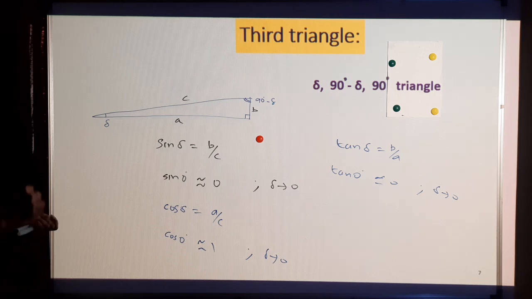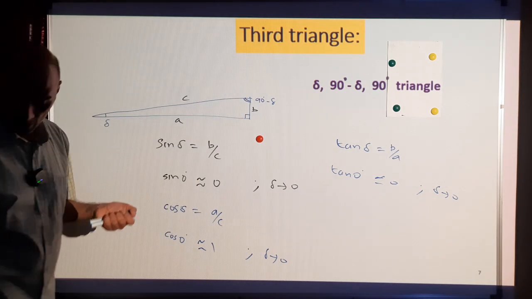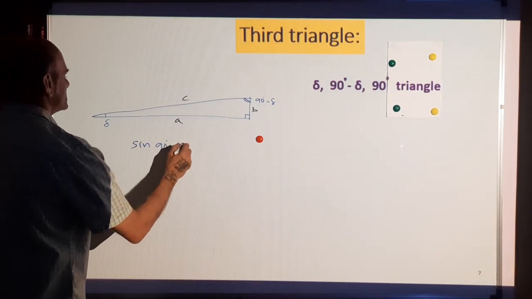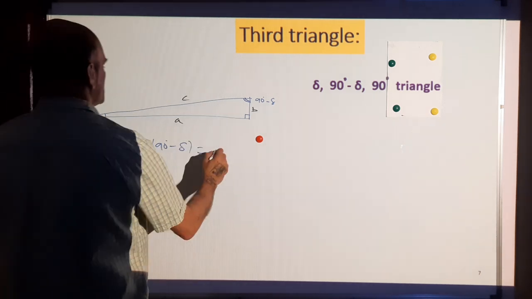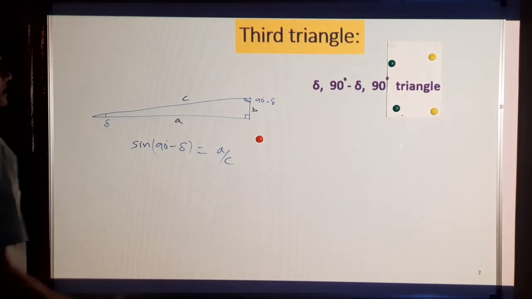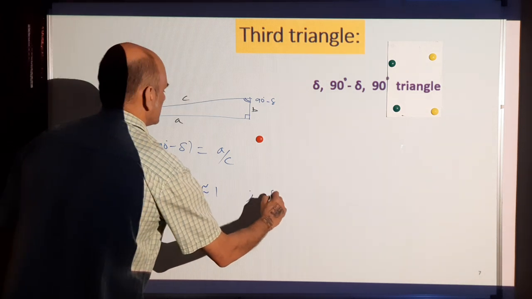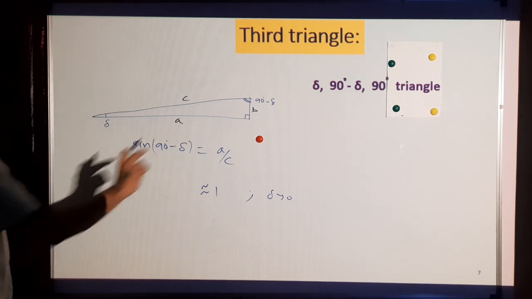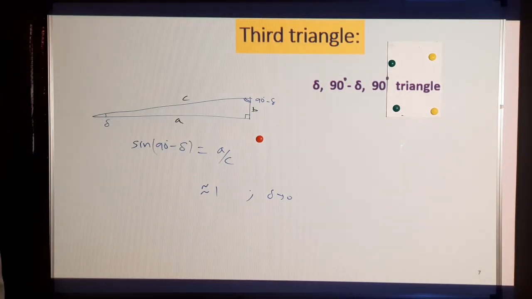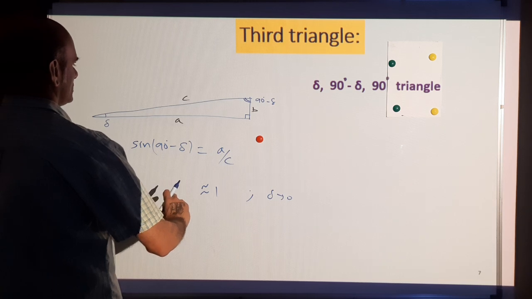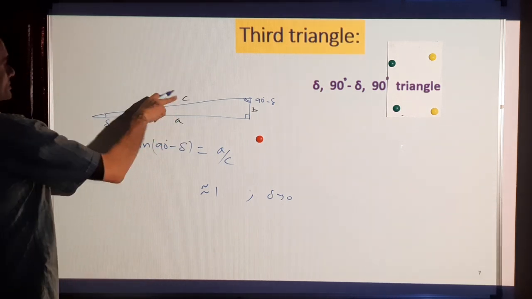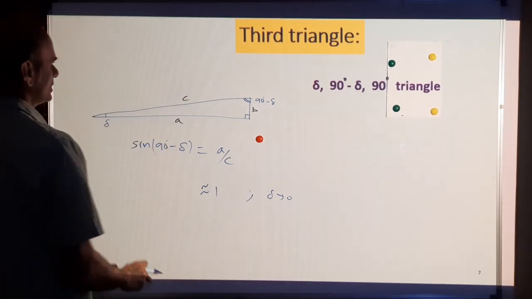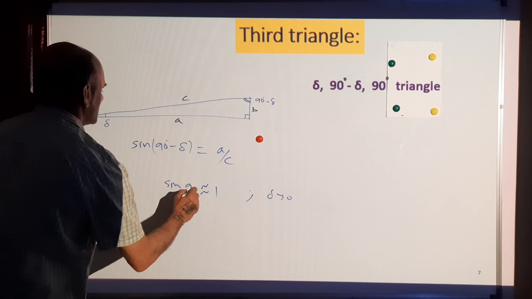Similar for 90 degrees. To get the results for 90 degrees, I'll consider this angle. To get sine 90, I'll find sine of 90 minus delta. That is opposite side A by C. In the limit, it's approximately 1 when delta tends to 0. So 90 minus delta tends to 90, and this B tends to 0, and A will become C. So in the limit, A by C: A and C are approximately the same, because B becomes very, very small and A and C are almost the same. So in the limit they'll be equal. So I get the result sine 90 is 1.